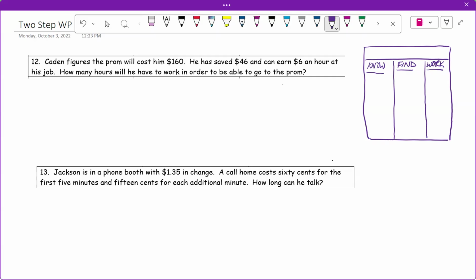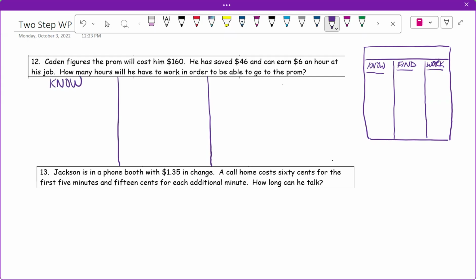So here's our first problem. Caden figures the prom will cost him $160. He has saved $46 and can earn $6 an hour at his job. How many hours will he have to work in order to be able to go to the prom? Now, I know some of you can figure this out just by doing some subtraction and division, which is totally fine. But remember, we want to practice and make a foundation. So when this becomes a little bit more advanced, we can figure it out easily.